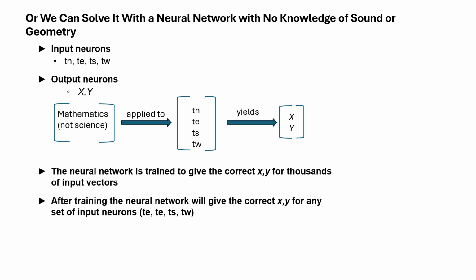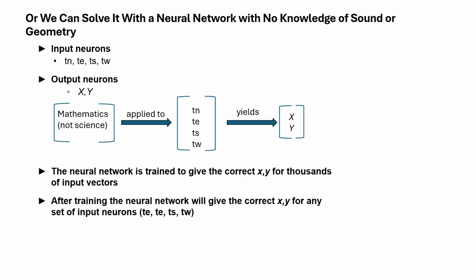But there's another way. We can solve it with a neural network, and that requires no knowledge of sound or geometry. There are input neurons, we'll define those in a second, and those input neurons are the sound delay that occurs at the north microphone, the east, the south, and the west. We're going to apply mathematics, not the science of sound propagation, but just mathematics applied to those inputs, and we're going to yield x and y.